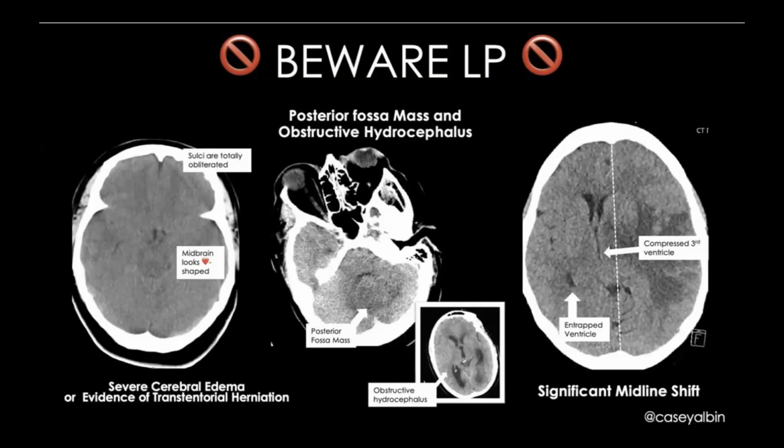If you don't see the cisterns, that means that there's a lot of intracranial pressure, which means that the patient is at increased risk of herniation. The same thing if you see a posterior fossa mass. If you see a significant midline shift, or one of the ventricles is entrapped, this should also make you think that an LP is very dangerous. But these are very dramatic signs of increased intracranial pressure. Most patients don't have these signs.